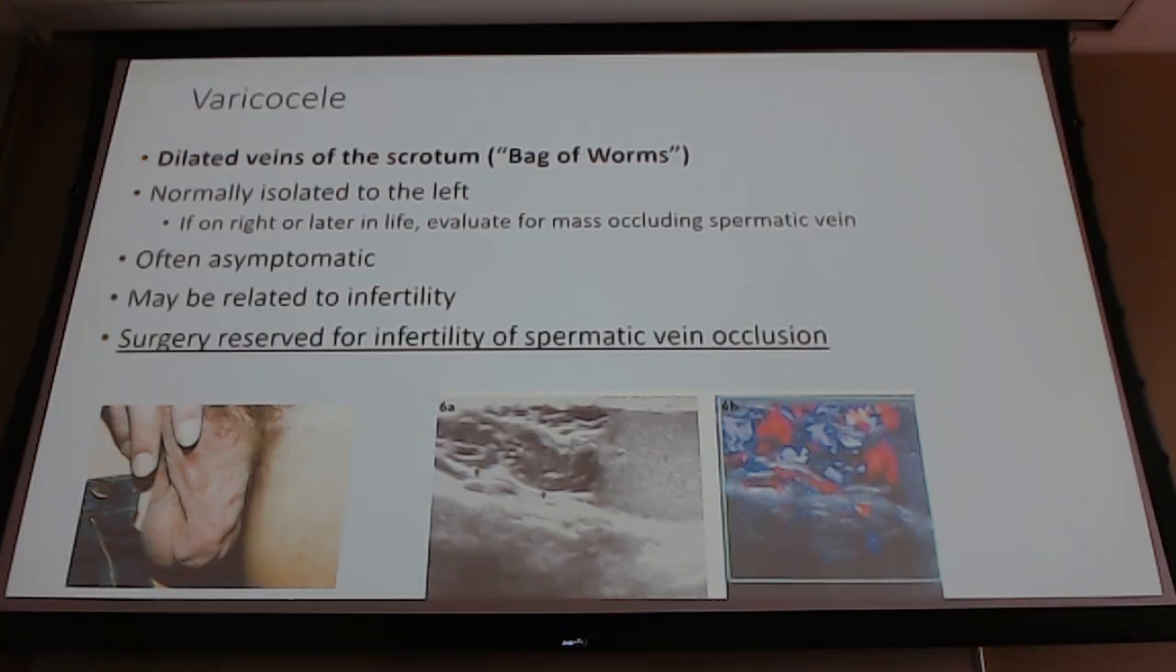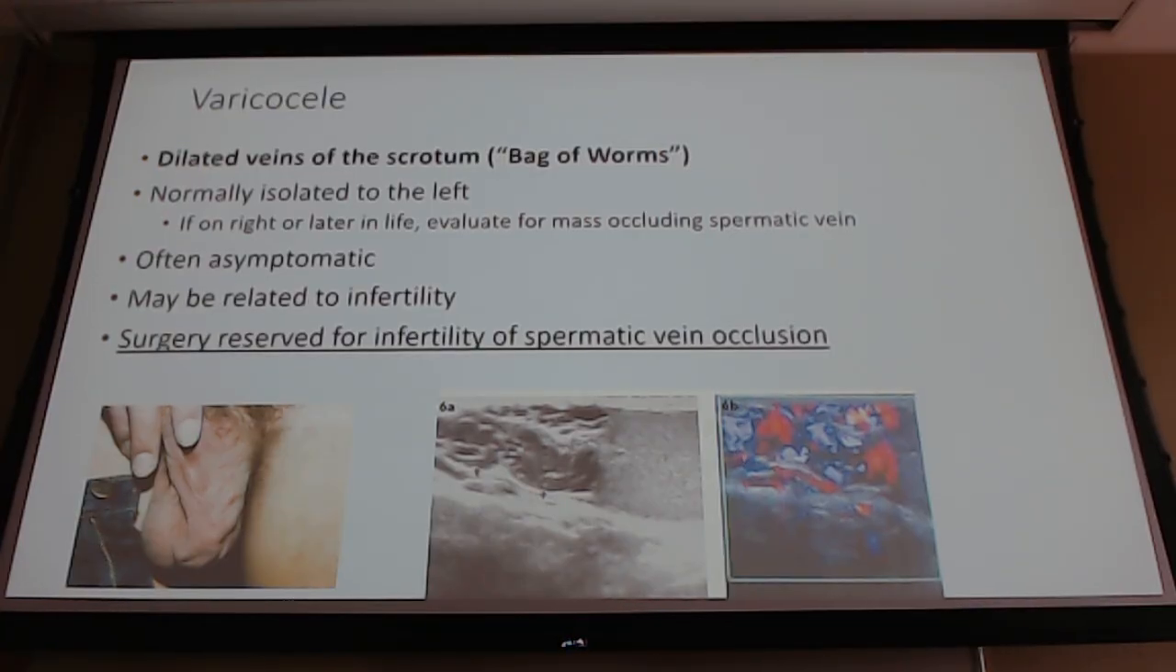Normally isolated to the left. Later on in life, the right likes to join in. If it's the right, you have to look for any masses involving the spermatic cord on that side. Most of the time it's just on the left though.